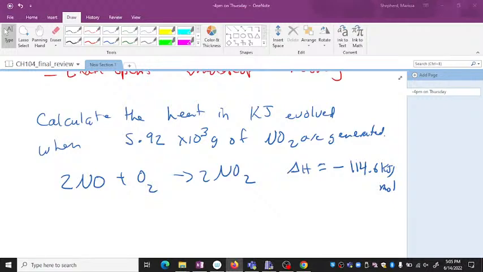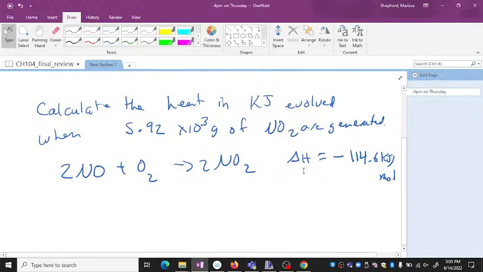So do we have an answer or anything, or how should we start? What should we do? NO2 are generated. Oh, are generated. Okay, there we go. That makes more sense.